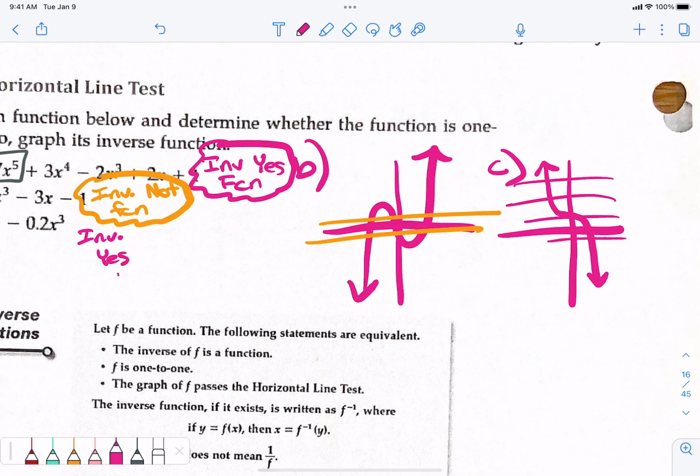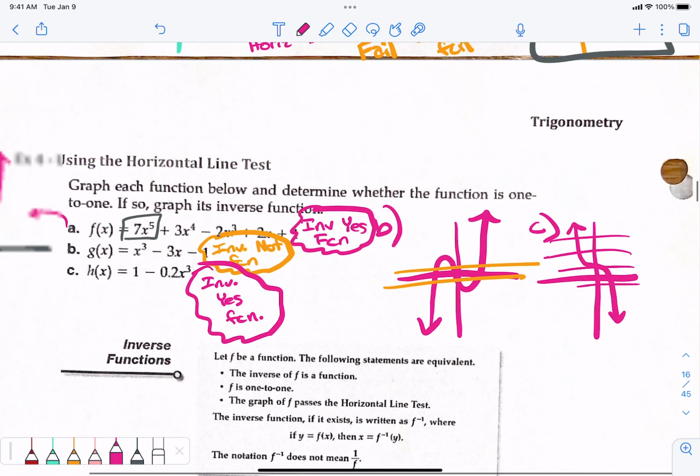Okay, each one of these functions themselves is a function, but their inverse is not a function. Now, that doesn't mean they don't have an inverse relation. You can still find the inverse of them, but their inverse is actually not a function. It doesn't pass the vertical line test. Okay? Are we clear on that? Don't get that confused.